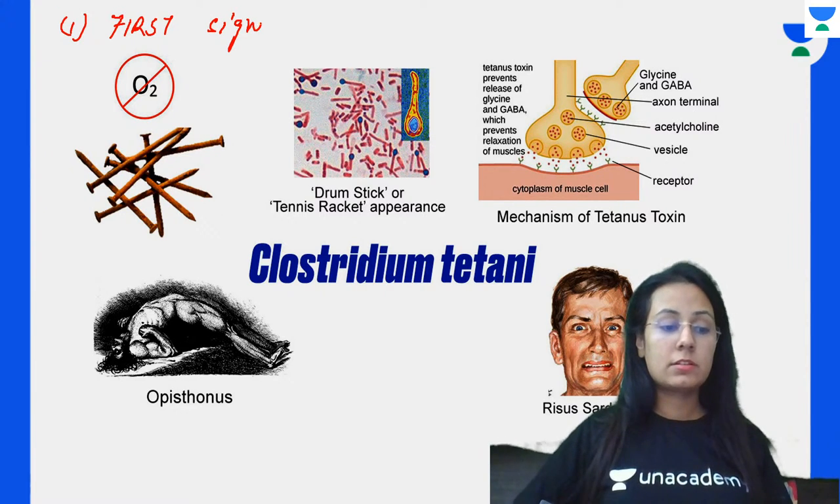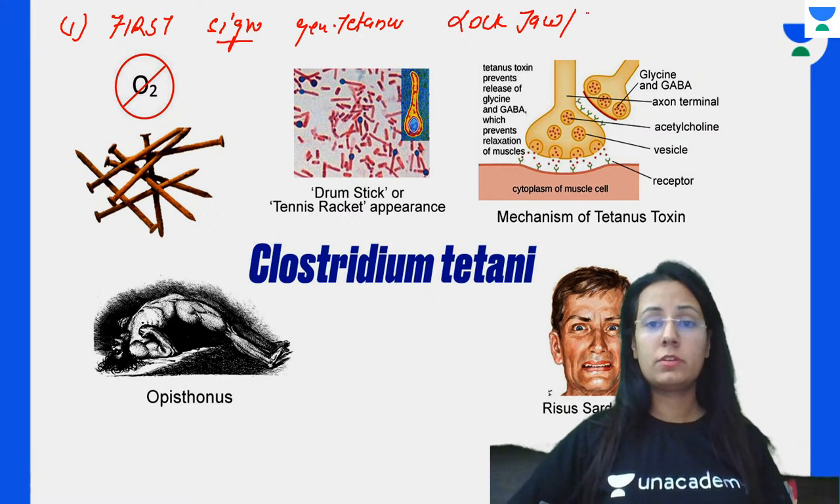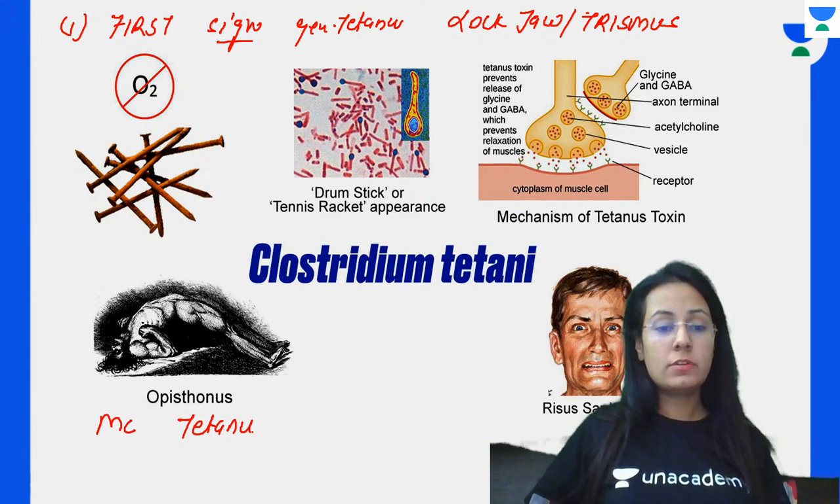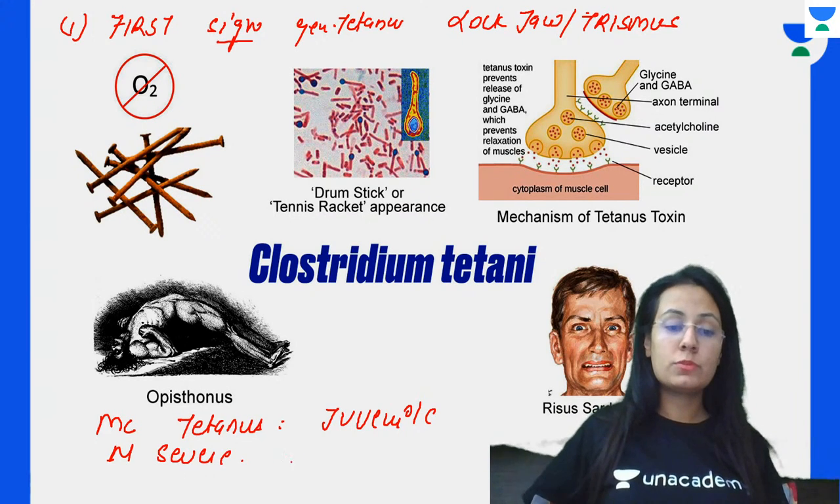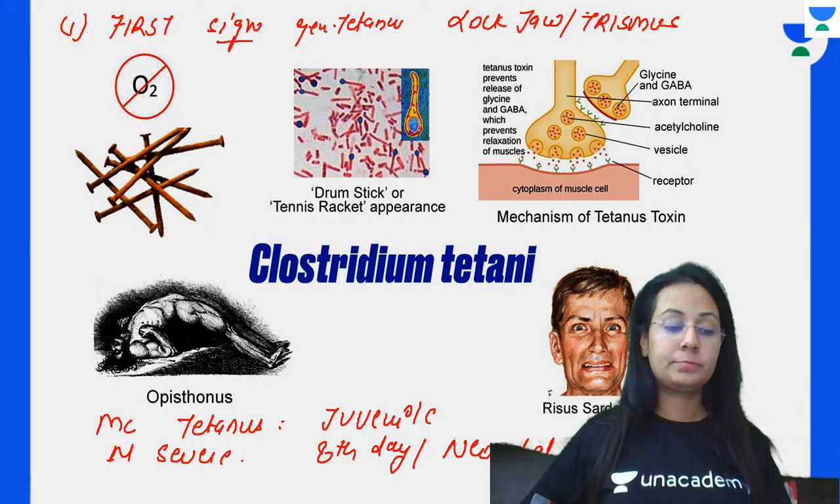What is the first sign of generalized tetanus? That is lockjaw. All right, and what is the most common tetanus? Juvenile. And which one is the most severe? Eighth day disease, or neonatal tetanus. All right.